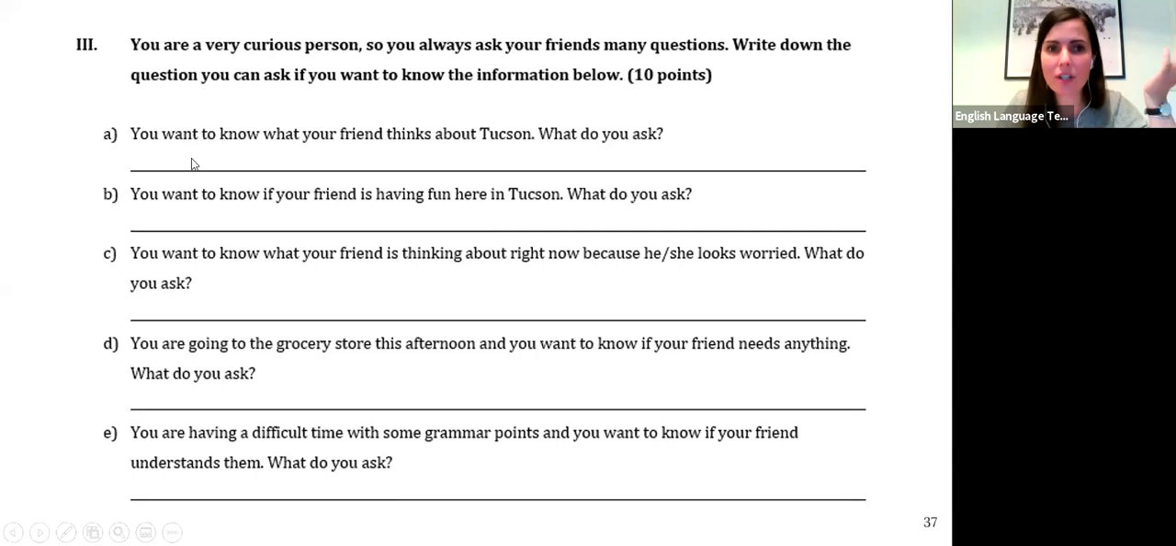Or something like this too. Now you make the question. You want to know what your friend thinks about Tucson. What do you ask? You want to know if your friend is having fun here. What do you ask them, right? You want to know what your friend is thinking about right now because he or she looks worried. What do you ask? So it's a way to test their question-making ability without just putting the words there, like, scramble the words and then unscramble the words and make a sentence, right?